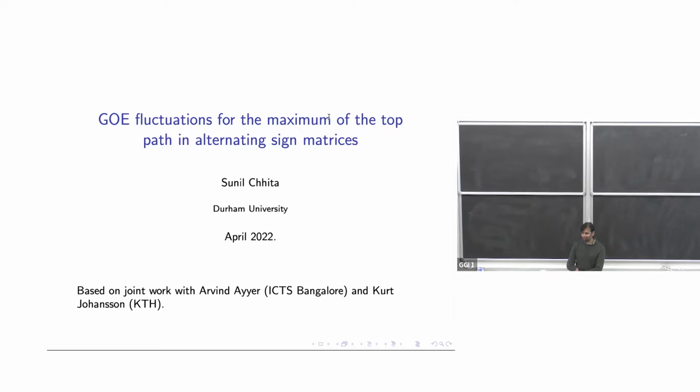The first speaker will be Sunil Chhita, and he will tell us about Gaussian orthogonal fluctuation for the maximum of the top path in alternating sign matrices.